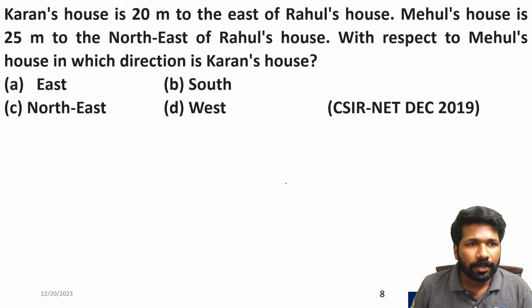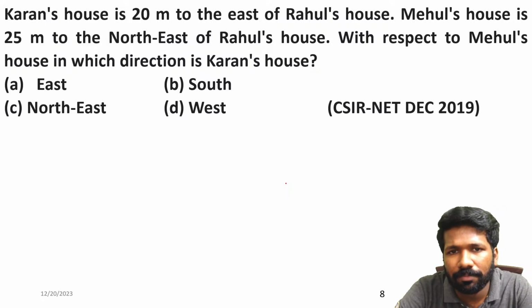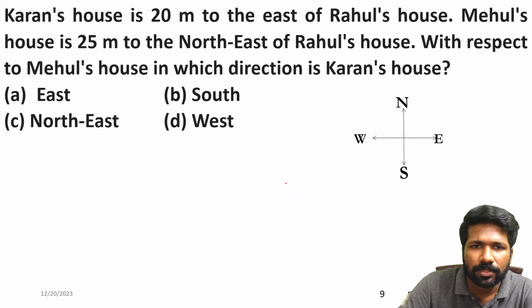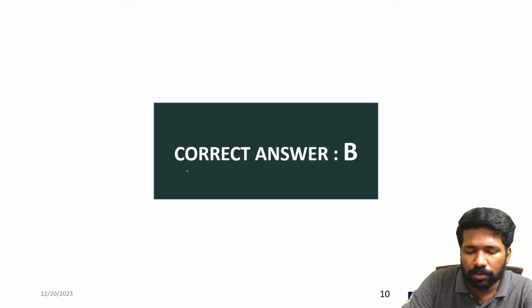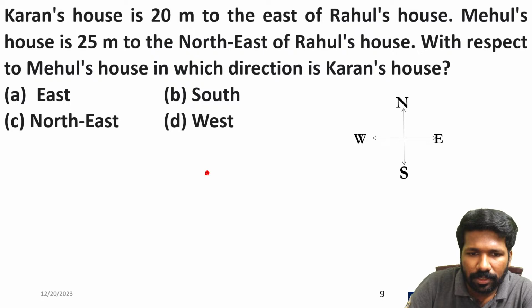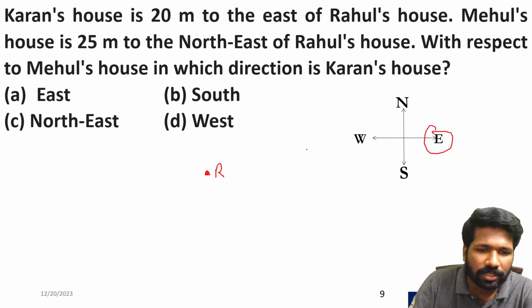Okay, some of you already got an answer. Due to lack of time, I will start explaining. Karan's house is 20 meter to the east of Rahul's house. So with respect to Rahul's house, Karan's house is specified. If this is Rahul's house, 20 meter to the east of Rahul's house. East is this direction, right direction.